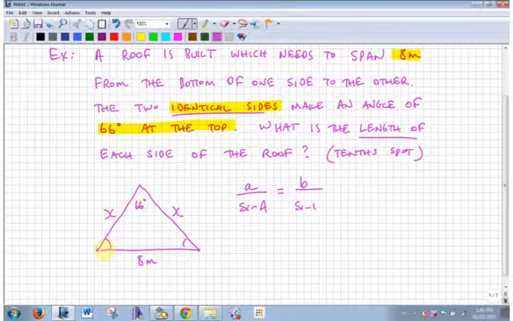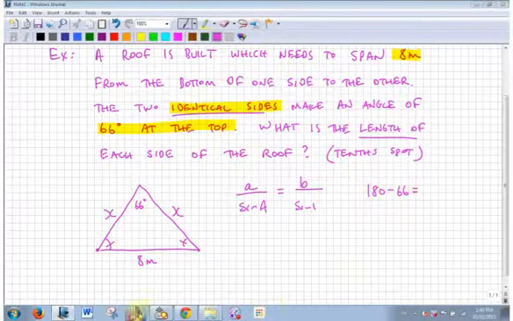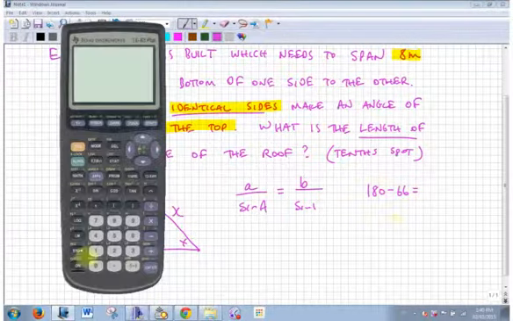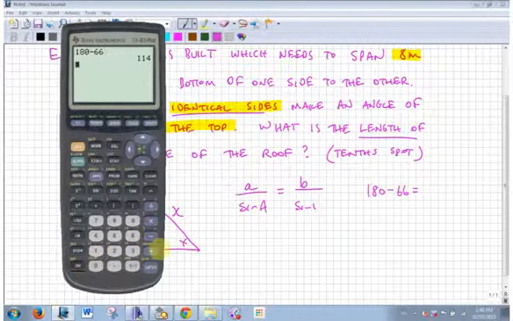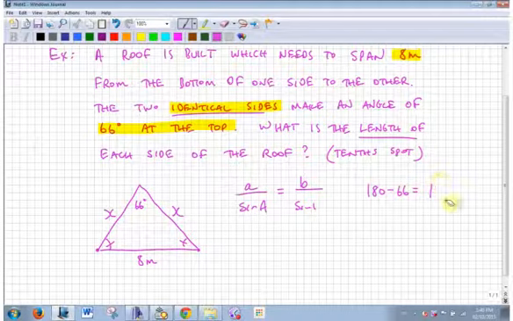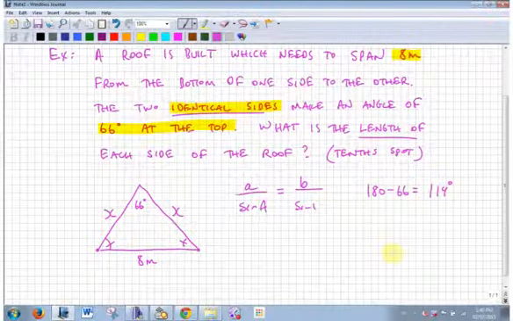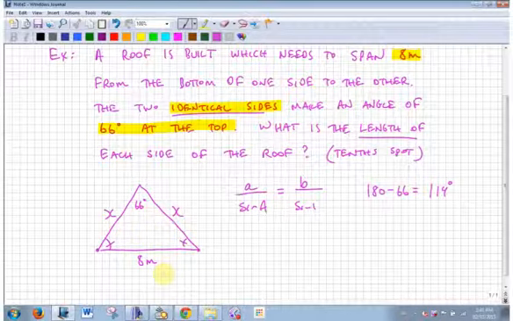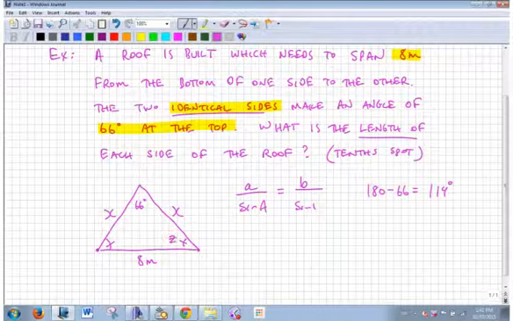But how can I find this angle down here? If it's an isosceles triangle, what do I know? That's the same angle. So these angles are the same, and they have to... What's 180 minus 66? Yes, but let's check. 114. Whoop. Those two angles have to add to 114, but they have to be the same, because that's an isosceles triangle, right? So I could call that, I don't know, Z, Z.